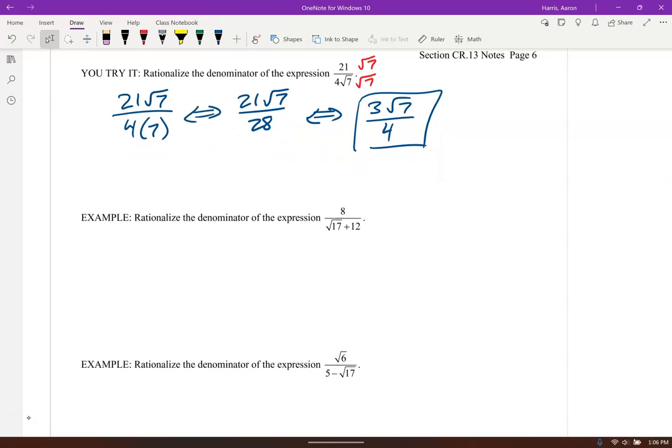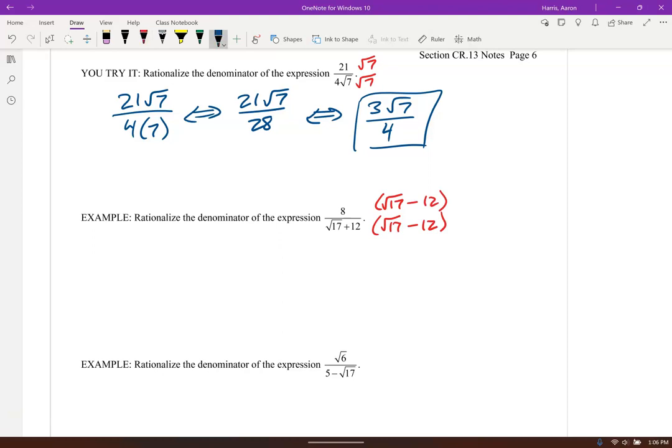Now, what if you have a couple of terms on the bottom? See how these are being added, square root of 17 plus 12? What you want to do here is you want to multiply by what's called the conjugate. Conjugate is the same two terms, but you change the sign in the middle. In this case, it's a plus in the middle, so I'm going to change it to a minus.